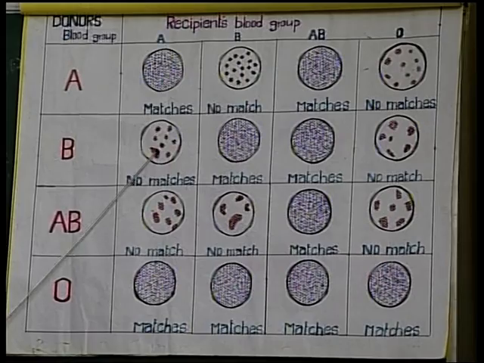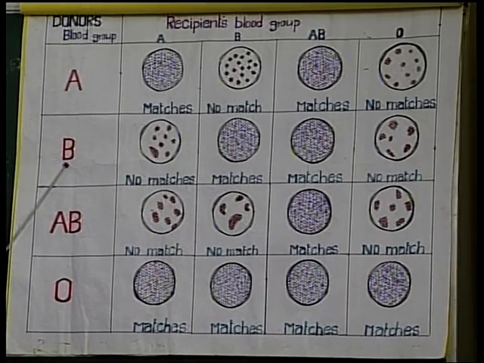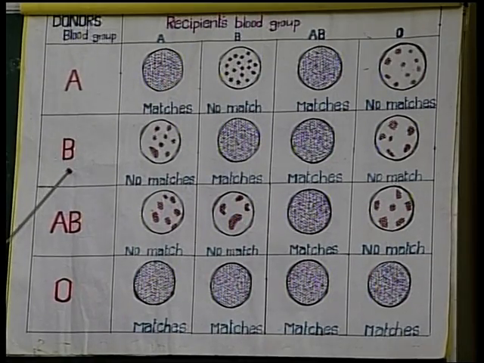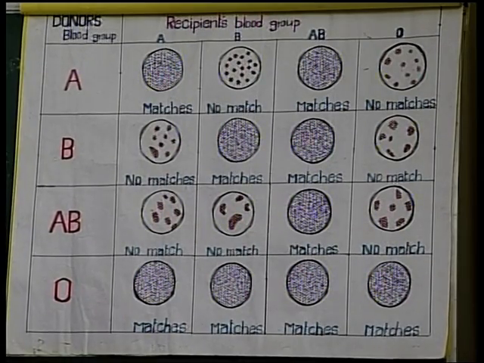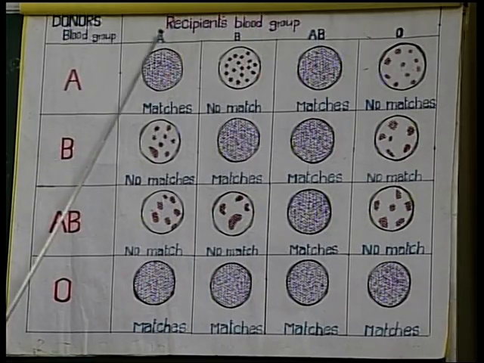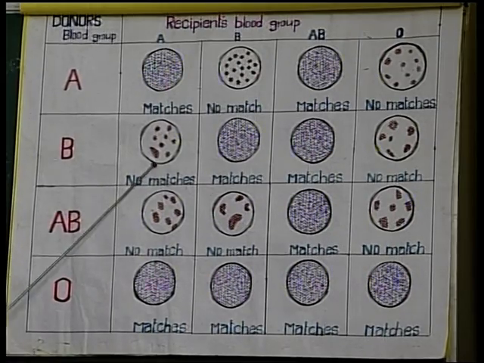If you look here, the recipient is A and the donor is B. So the antibody is B. Here we know very well what the antigen is. Absolutely right, it is also B. So, if this blood is transfused into A blood group, there will be clumping of RBC in the recipient. That's why it doesn't match.